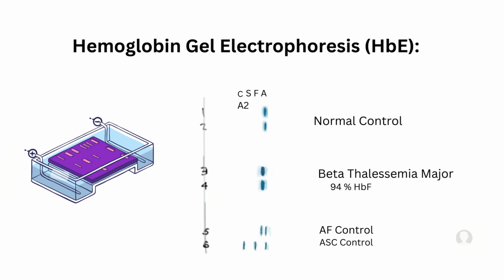Hemoglobin gel electrophoresis shows normal controls in lanes 1 and 2 and beta thal major patients in 3 and 4, with AFSC controls in lanes 5 and 6 shown below. Note that the patient with beta thal major has an estimated 94% hemoglobin F. Hemoglobin A2 is variable. Precise quantitation is not possible, only estimations based on the optical density of the bands. For precise quantification of the hemoglobins, we need high pressure liquid chromatography.